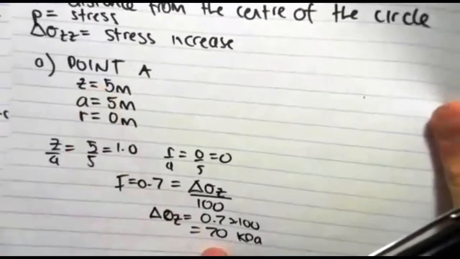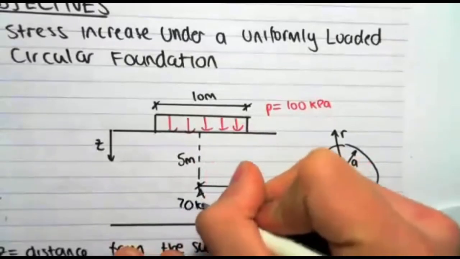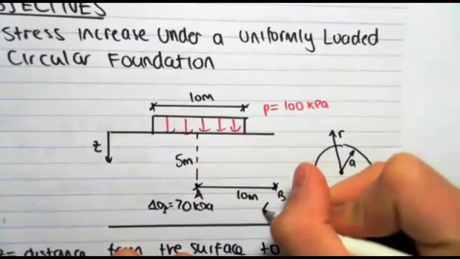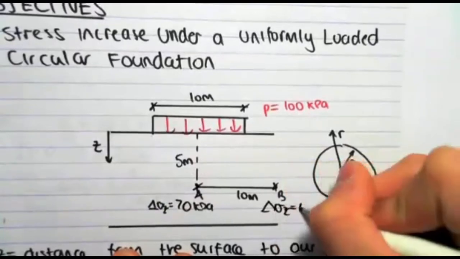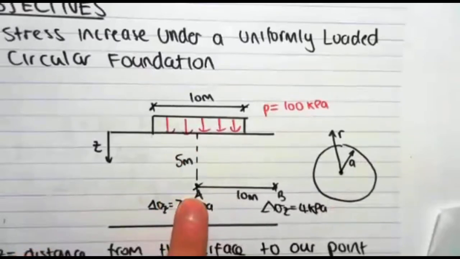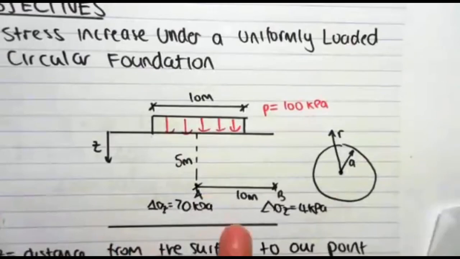So look at the difference in the value. For this one, at point A, we got 70 kPa. So at point A, we're getting a 70 kPa increase. And at point B, we're getting a 4 kPa increase, which makes sense, right? Point B is quite a lot out from point A, which is right under the center of the circle. So the further we go out, the smaller the change in vertical stress is.